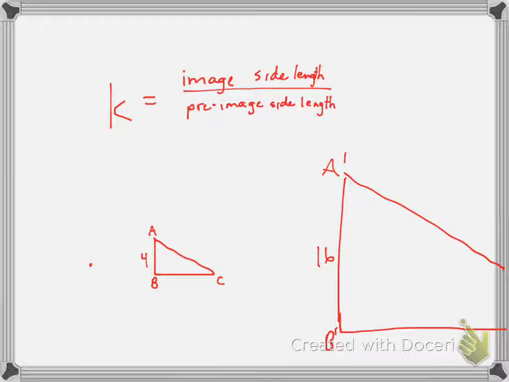Okay, so what we want to do is take our image side length. The image side length that I'm interested in is A prime, B prime. I could have picked another side if I wanted to, but I'll just take A prime, B prime because that's the only one I have numbers for. So for our purposes here, the image side length is 16. The pre-image side length is 4. So now, with those numbers, I can divide, and that gives me a scale factor of 4. All right? Did that make sense? What's the thing on top called? The image side length.